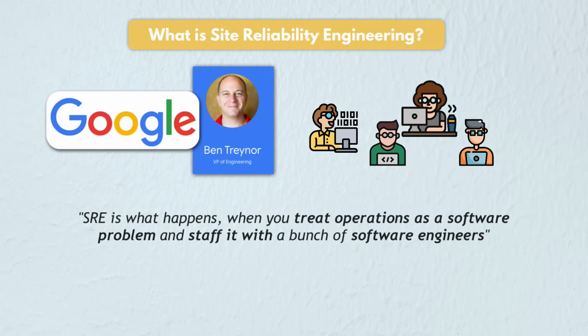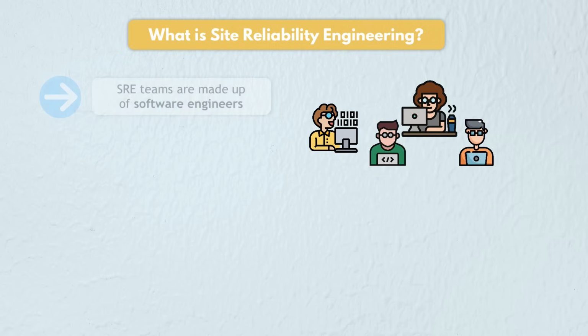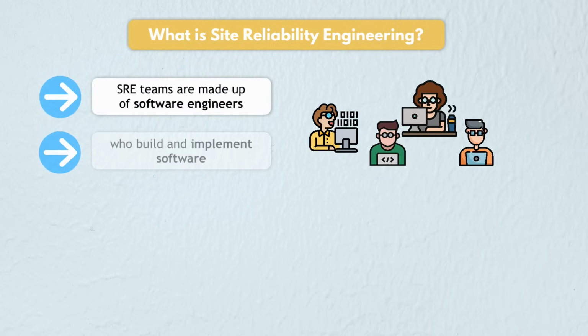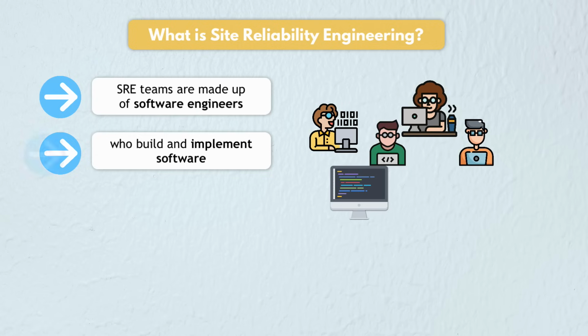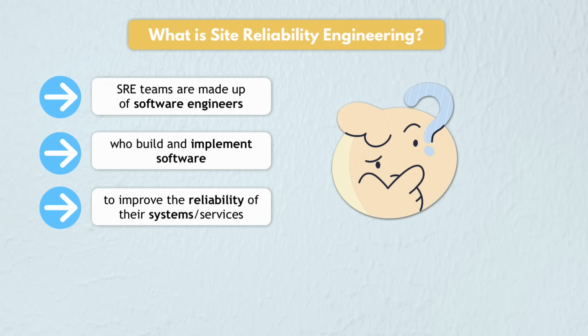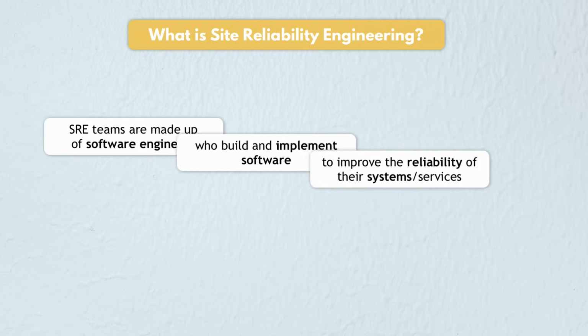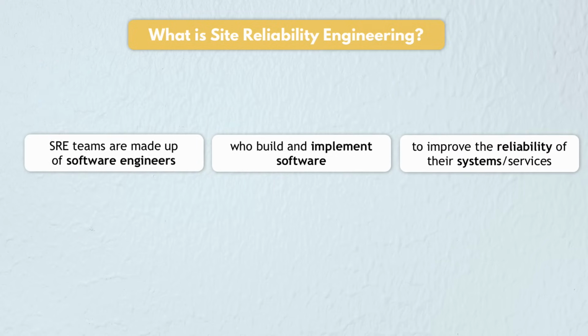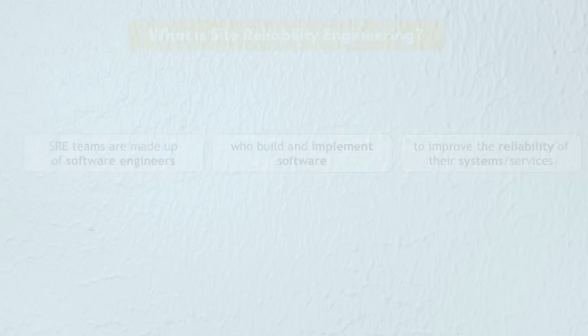And at its core, SRE teams are made up of software engineers who build and implement software to improve the reliability of their systems. But this definition is, of course, too vague and high level to really understand how it's implemented in practice. So let's break it down and analyze each part of this definition step by step.